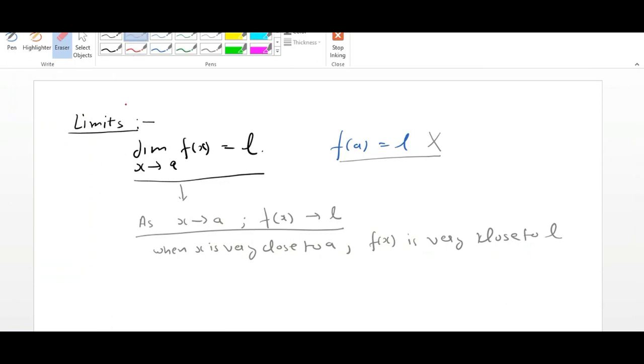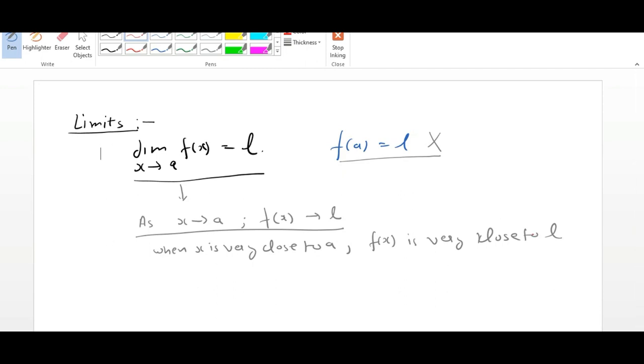In your lower classes you have studied that limit x approaches a, f of x equal to L, and one of the students answered that it means f of a is equal to L. This is wrong. Basically it means when x approaches a, then f of x approaches L, or we can say that if x is very close to a, then f of x is very close to L.